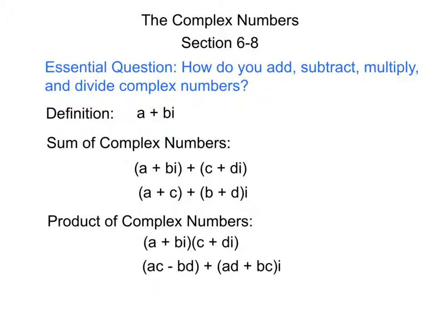So our final answer would be the quantity ac minus bd for the real part, plus the quantity ad plus bc for the imaginary part, times i. And as I said, this is what you get when you simply FOIL the original two complex numbers together.